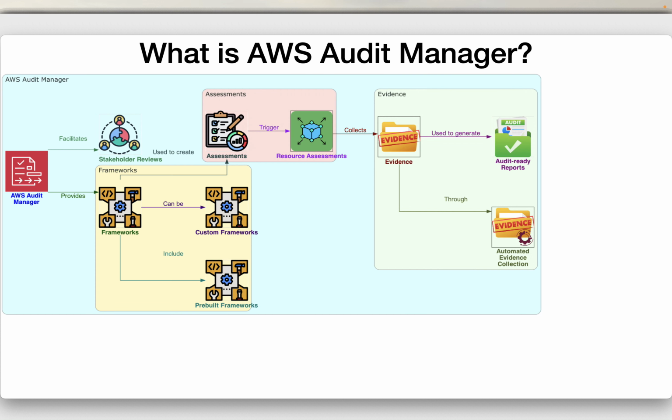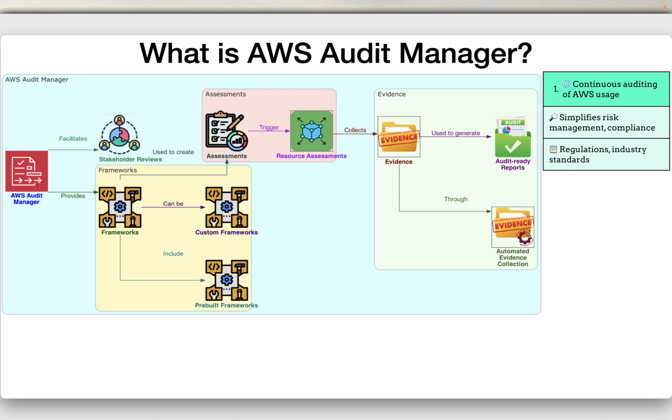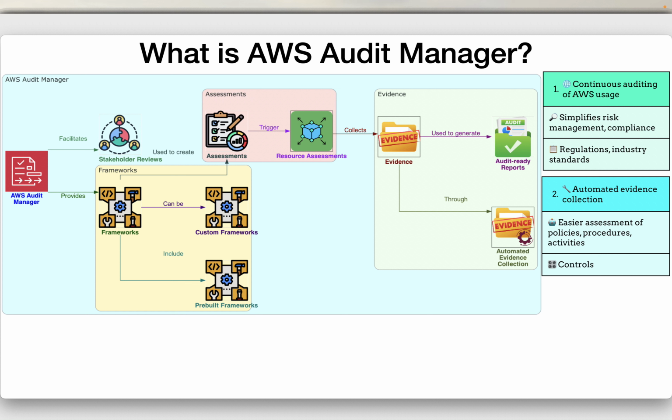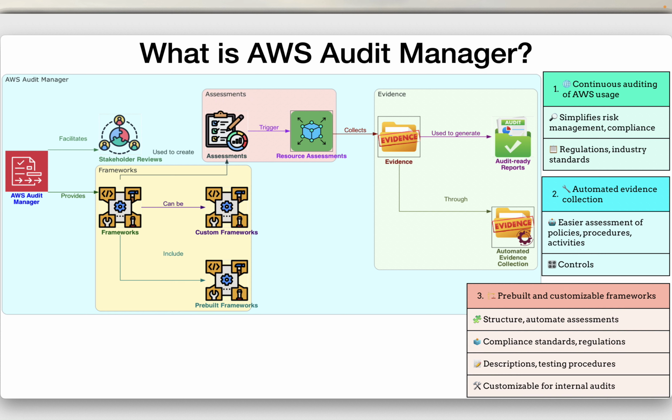So what is AWS Audit Manager? AWS Audit Manager helps users continuously audit their AWS usage, simplifying risk management and compliance with the regulations and industry standards. The service automates the process of collecting evidence, making it easier to assess the effectiveness of policies, procedures and activities, controls. Audit Manager provides pre-built frameworks that structure and automate assessments for specific compliance standards or regulations.